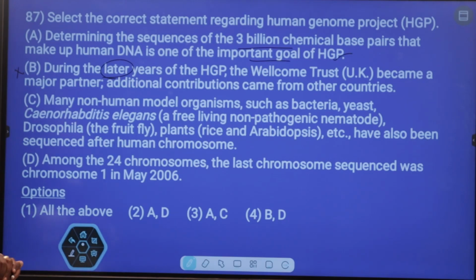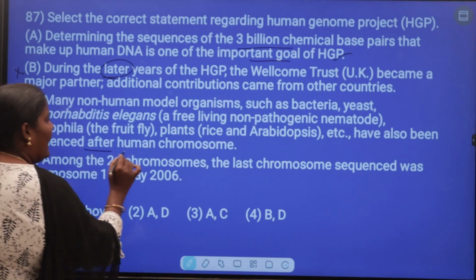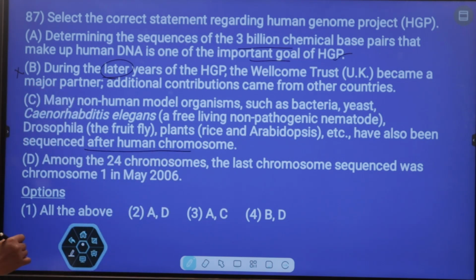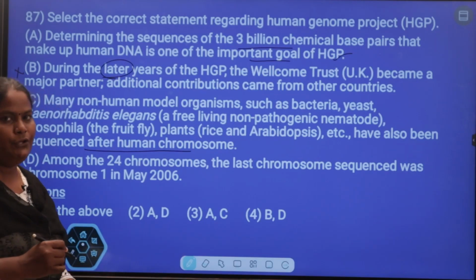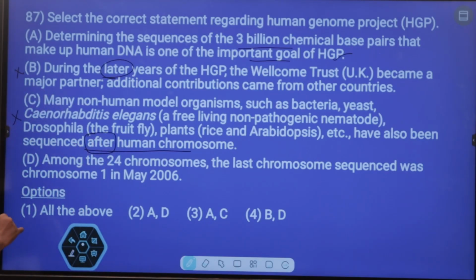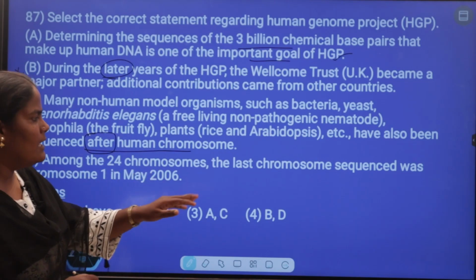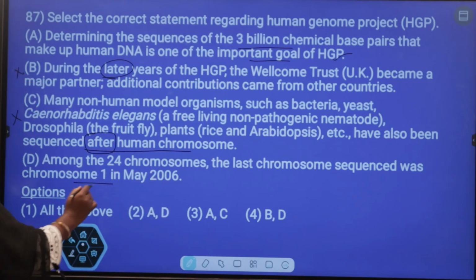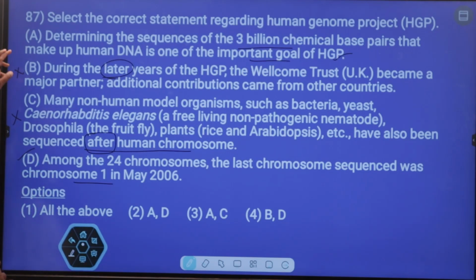Next one, many non-human model organisms, with some examples mentioned there, were sequenced after human chromosomes. No, they were all sequenced before the human chromosome. Based on this single word, the statement is wrong. Next, the fourth statement: among the 24 chromosomes, the last chromosome sequenced was chromosome 1 in May 2006. Yes, this is the right one. So options A and D are the right statements. The answer for this question is option 2.